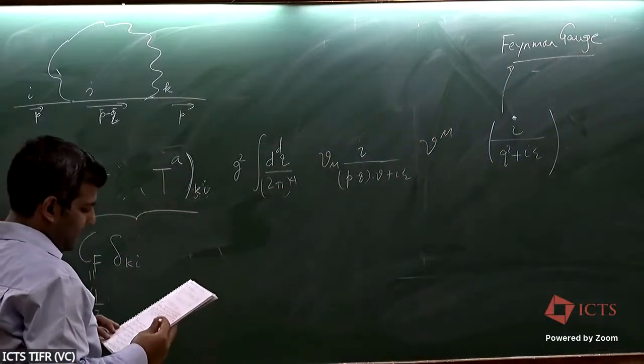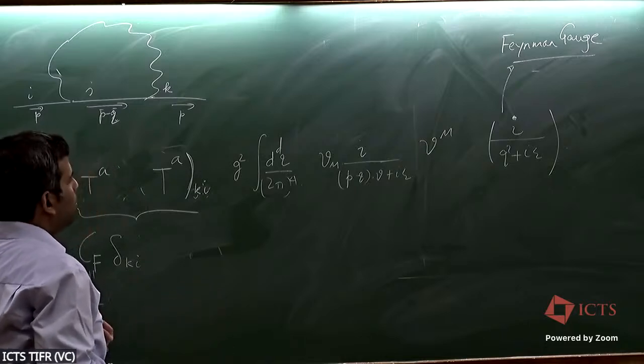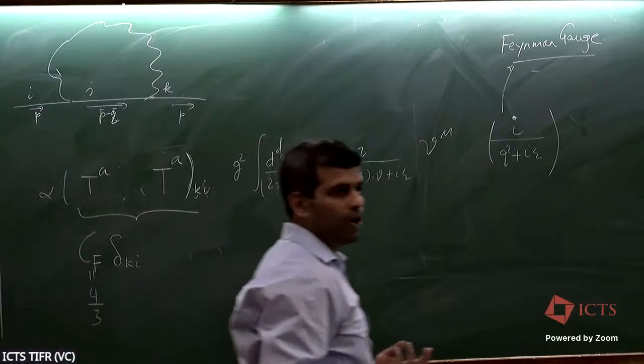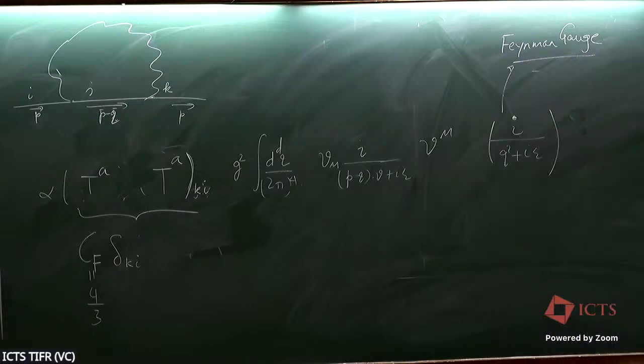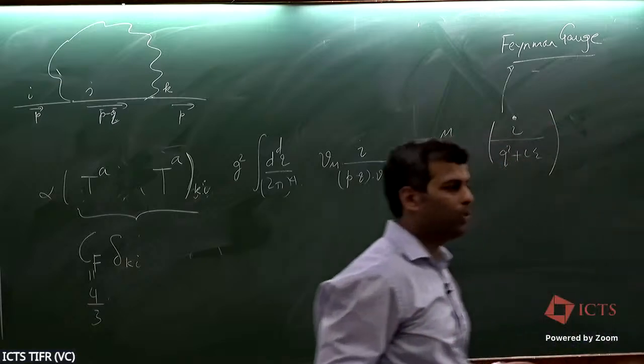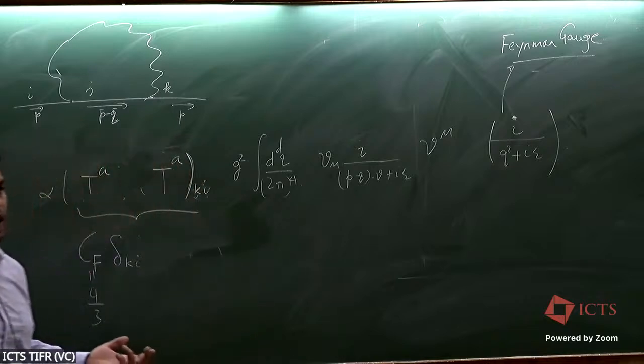So the goal is to compute the counter term. So how do we extract the counter term in QFT? The way we extract the counter term is we look for 1 by epsilon poles, to cancel the 1 by epsilon poles. And so my goal would be to extract the UV part of this diagram, so extracting the 1 by epsilon pole. And obviously there would be some finite piece, which I'm not interested in right now.